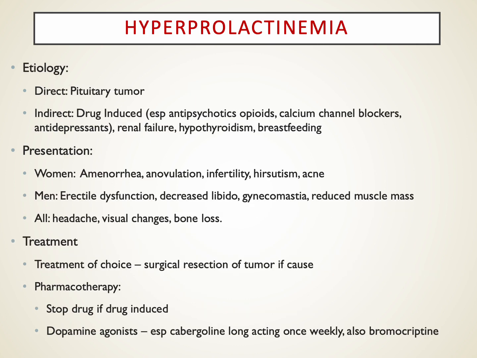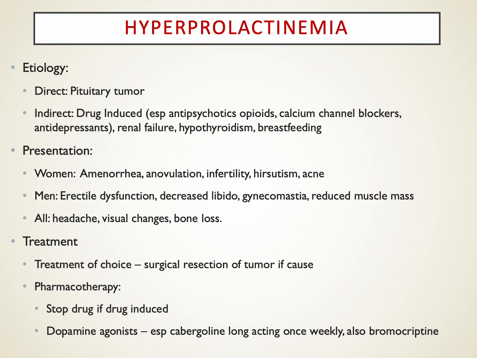Hyperprolactinemia can be caused by a pituitary tumor. Interestingly, there are a number of drugs that also will increase secretion of prolactin. This is particularly the antipsychotics, to some degree the opioids, calcium channel blockers, and antidepressants can do that as well. You'll also see patients in renal failure sometimes present with hyperprolactinemia, sometimes hyperthyroidism, they'll present with this, and women certainly who are breastfeeding will present with elevated prolactin levels as well.